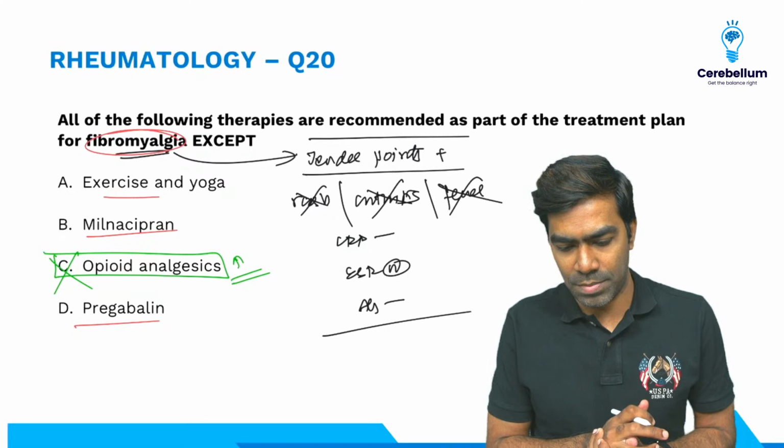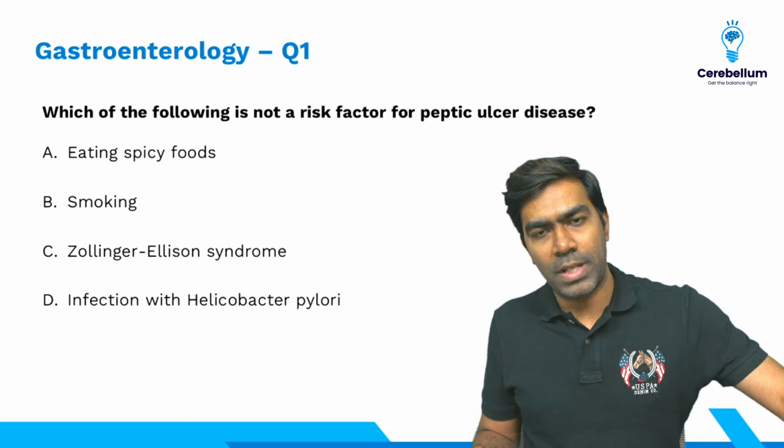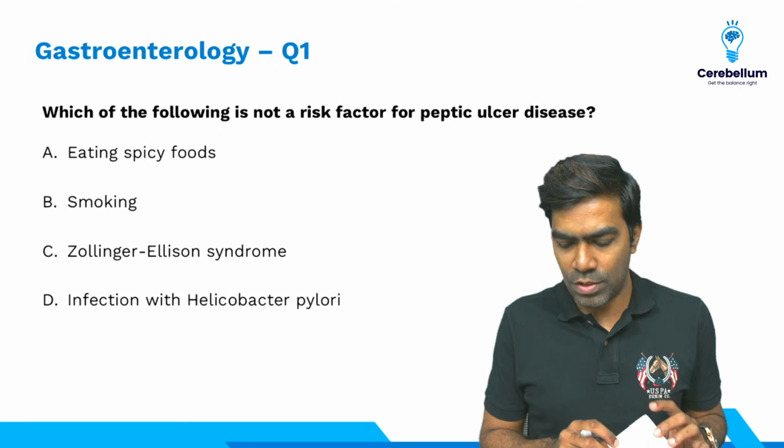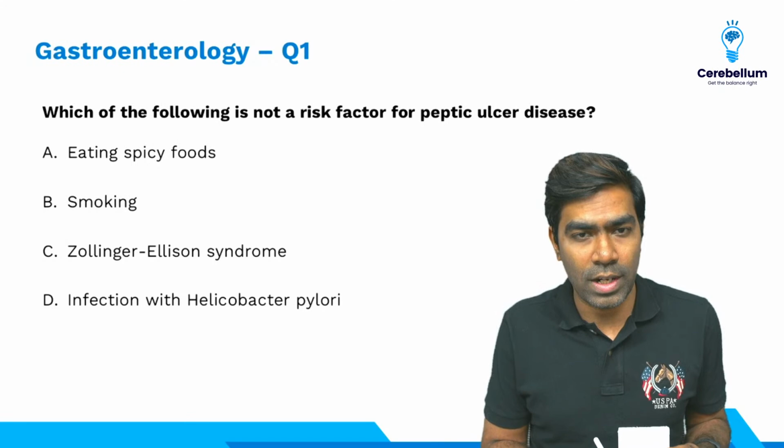Okay, now moving on to gastroenterology. I have 20 questions for you, because I know that gastroenterology is a topic that will be discussed in surgery and pathology also. So let us quickly brush up the topic. First question: which of the following is not a risk factor for peptic ulcer disease? A, eating spicy foods, B, smoking, C, Zollinger-Ellison syndrome, and D, infection with Helicobacter pylori.